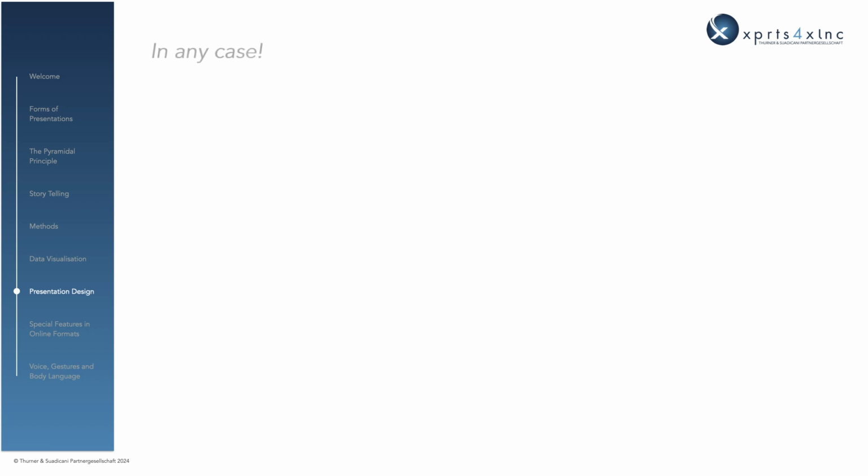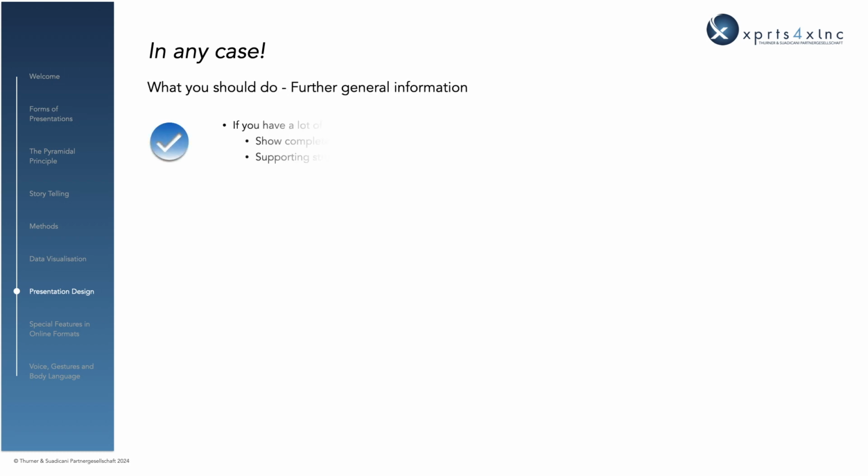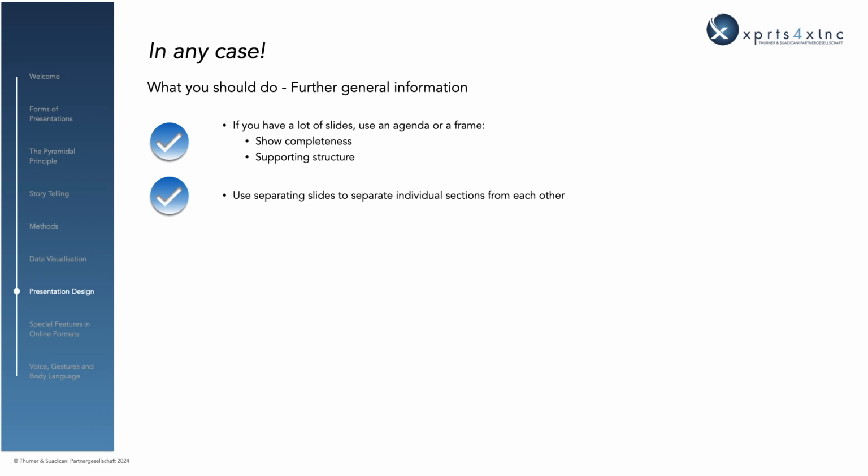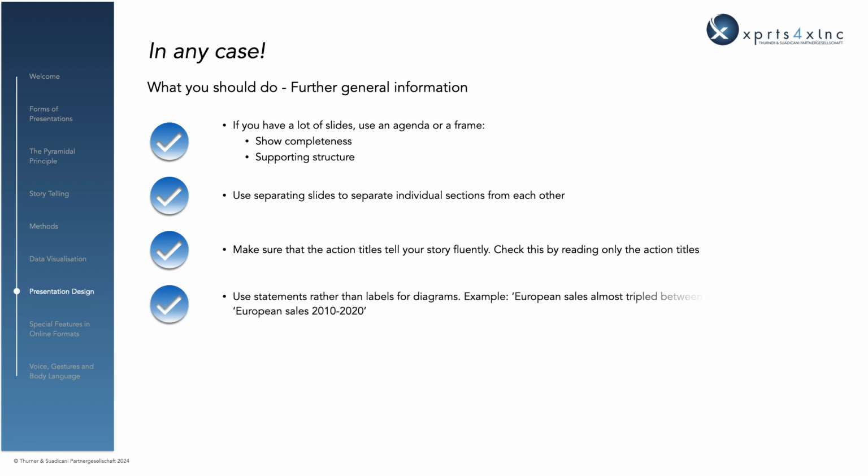And now let's have a look at what should be done in any case. If you have a lot of slides, use an agenda or a frame to show completeness. Have a supporting structure. Use separating slides to separate individual sections from each other. Make sure that the action titles tell your story fluently. Check this by reading only the action titles. Use statements rather than labels for diagrams. Example: European sales almost tripled between 2010 and 2020 instead of European sales 2010 to 2020.